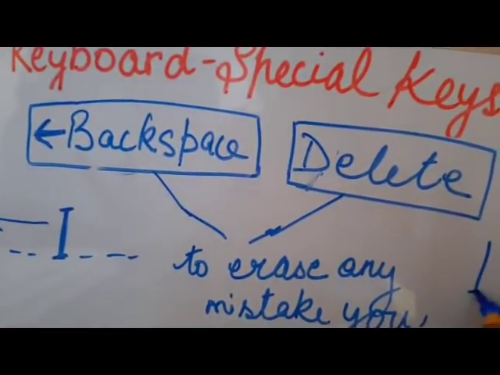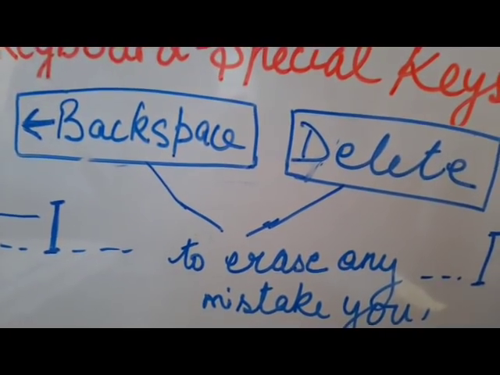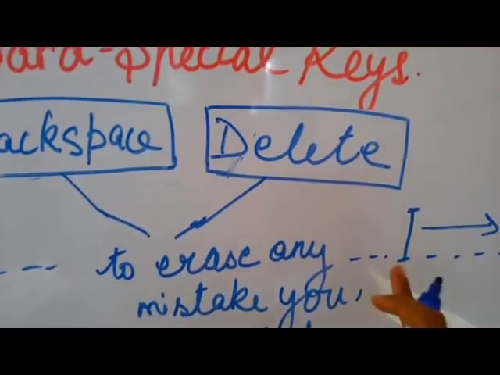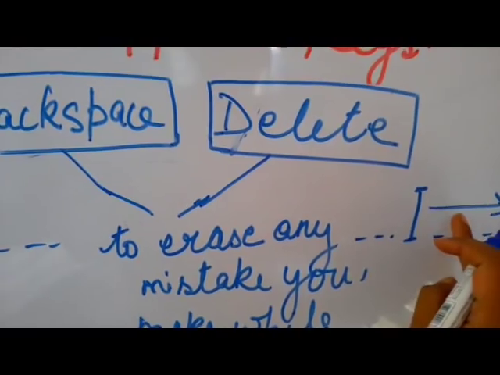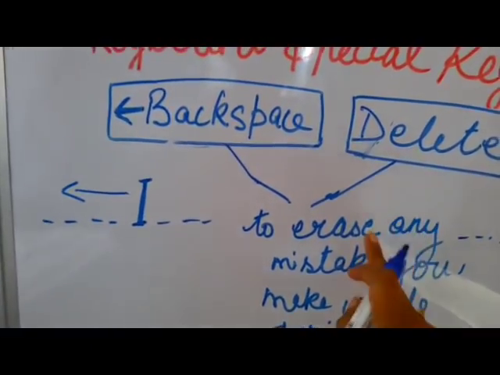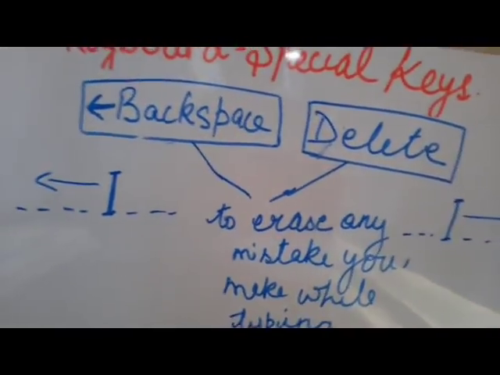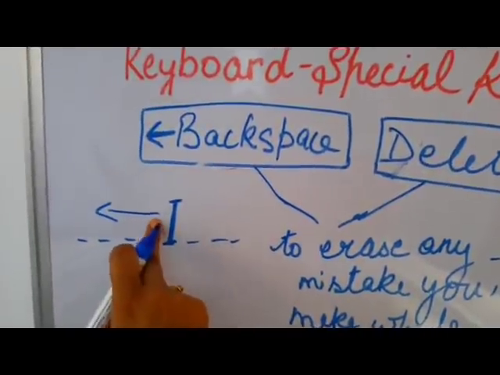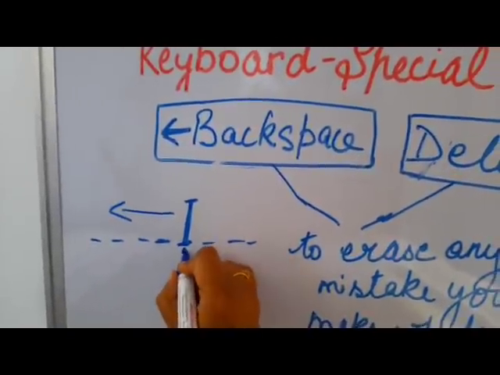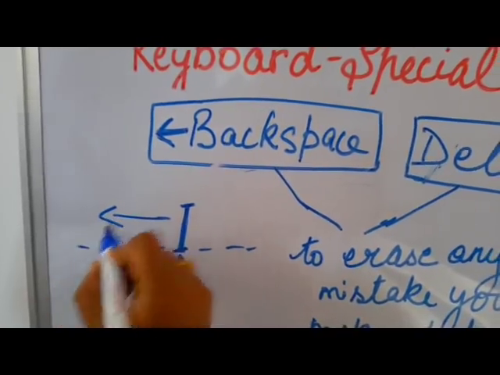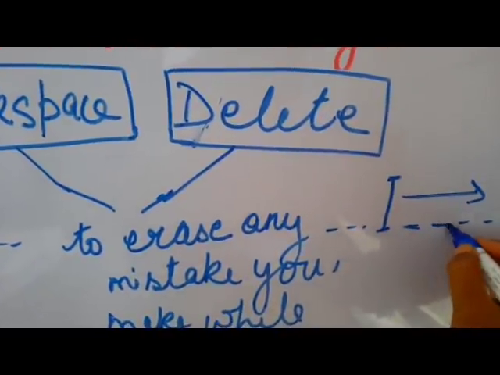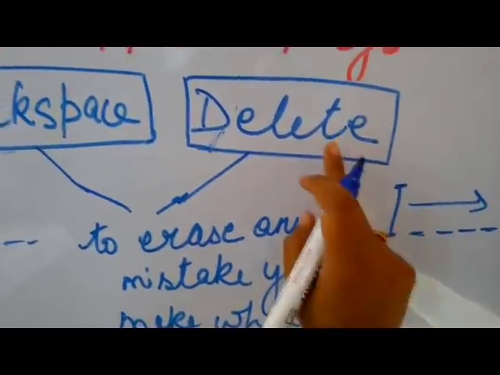And if I have my cursor blinking here and I have words written here, the delete key will always delete towards the right hand side. So anything which is written towards the right side of the cursor will be deleted by the delete key. So both the keys are used for erasing our mistakes, but what is the difference? The backspace key deletes anything written towards the left side of the cursor. So if this is my cursor, anything which is written towards the left side will be deleted by the backspace key, and if this is my cursor, anything which is written towards the right side of the cursor will be deleted by the delete key.